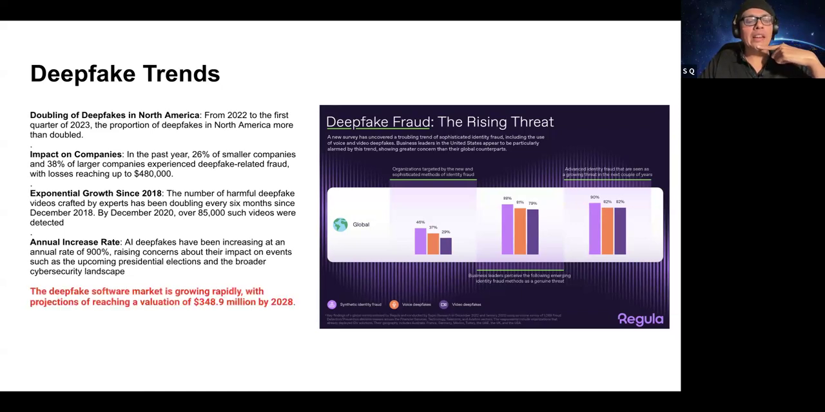And again, it's predicted by 2028 to cost about $348 million, and the market itself is going to be humongous at that point relative to what it is now. This graphic on the right, if you take a look, shows how the rate of all these different types of deepfake identity fraud is escalating.